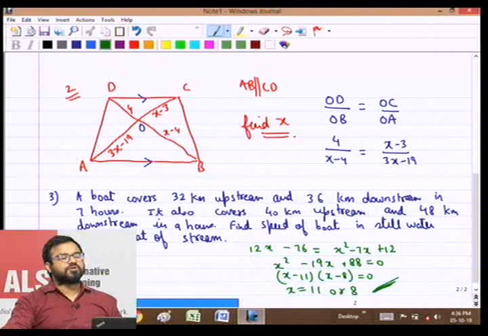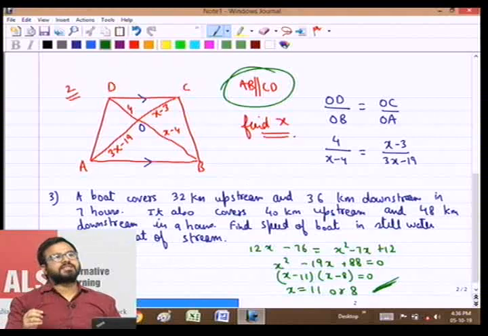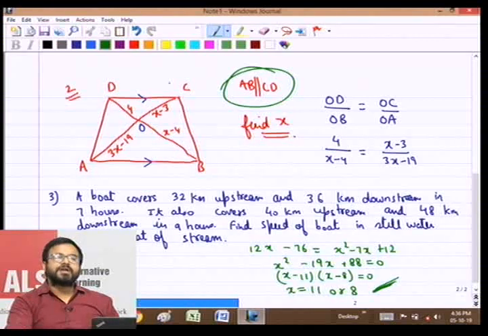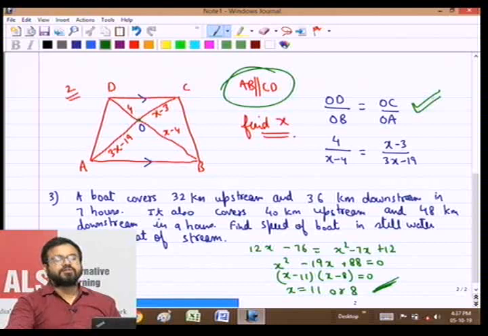Tamenglong, in question number 2, it was given that AB is parallel to CD. If one pair of opposite sides is parallel, it means it's a trapezium. And the property of the trapezium is that diagonals divide each other proportionally. AC and BD are the diagonals, they are intersecting at point O, so their respective parts are proportional. It means OD upon OB is equal to OC upon OA. This relation is always valid in a trapezium.